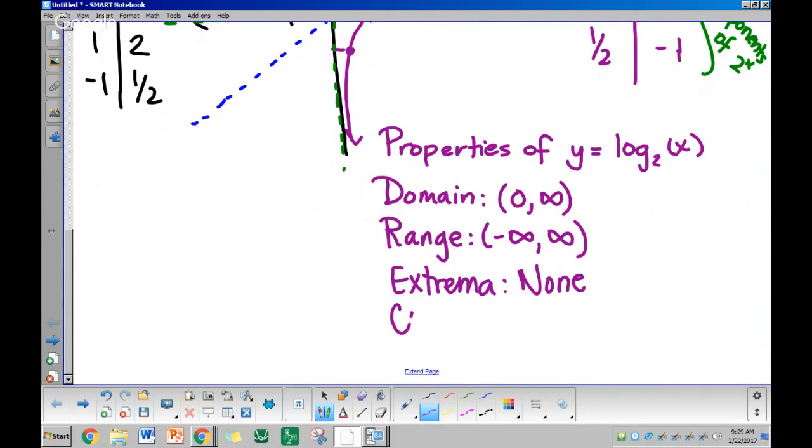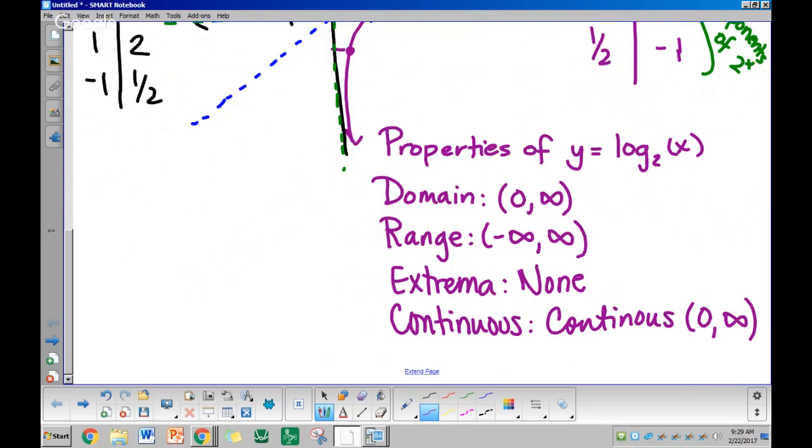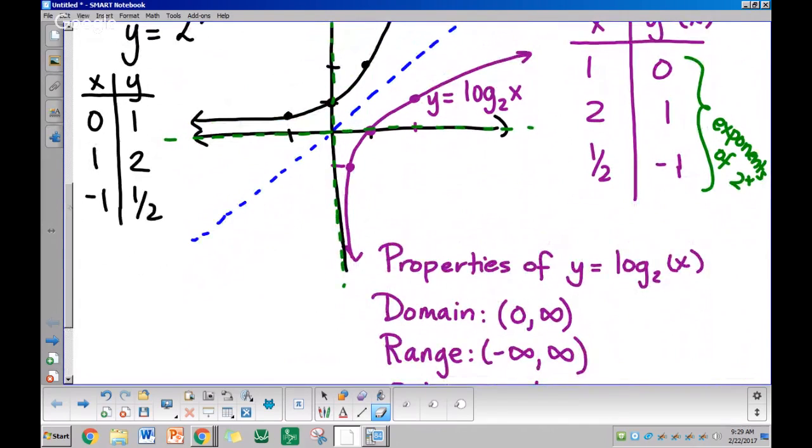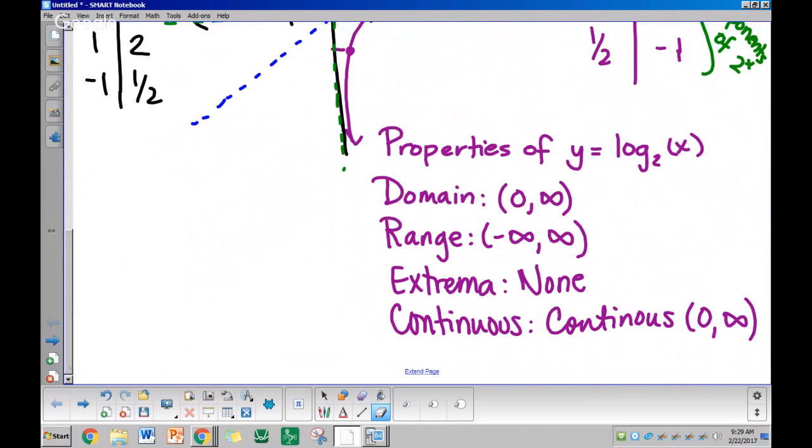Is this function continuous? Well, let's think about it. Yes. It's continuous from 0 to infinity. Now, it's continuous because from the second I put my marker on the board, until I go to infinity, do I have to pick it up at all? No. So it's continuous. I just want to make sure that you think it's continuous, right? Making doubly sure.